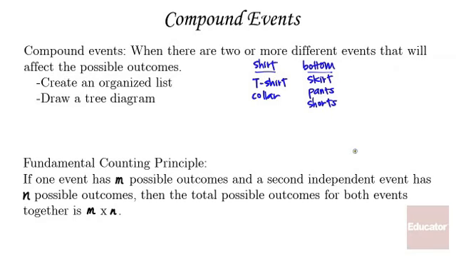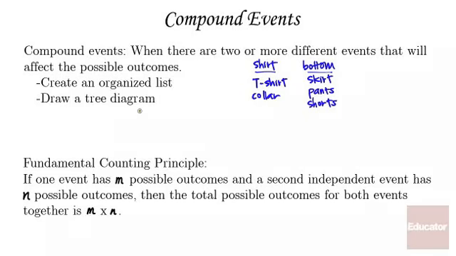And you're going to pair them up, and the different pairs are going to create the different possible outcomes, right? So when you list out all the possible outcomes, you're creating the organized list. If I say t-shirt with skirt, t-shirt with pants, t-shirt with shorts, and list them all out, that's a way to list out all the possible outcomes using the list. Now the next one, drawing a tree diagram.